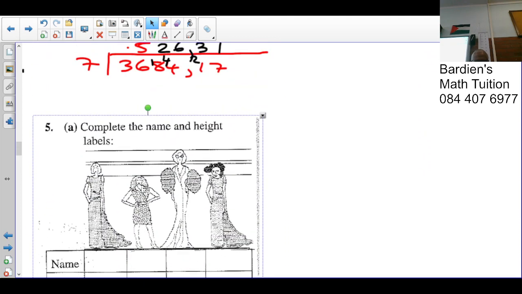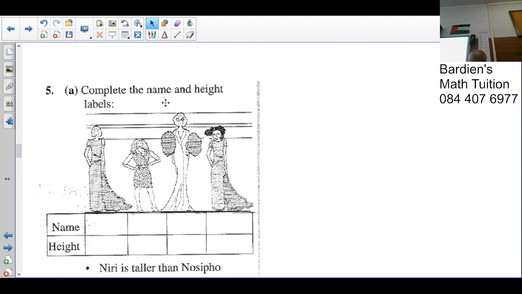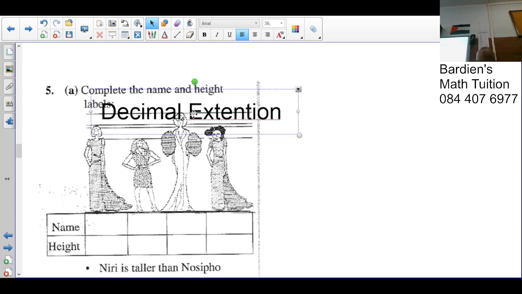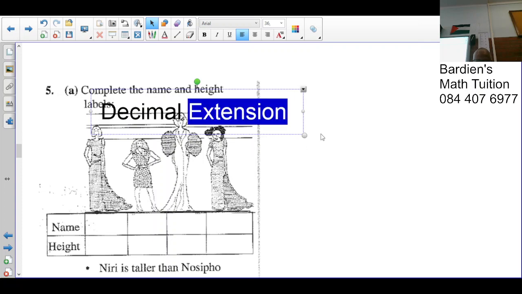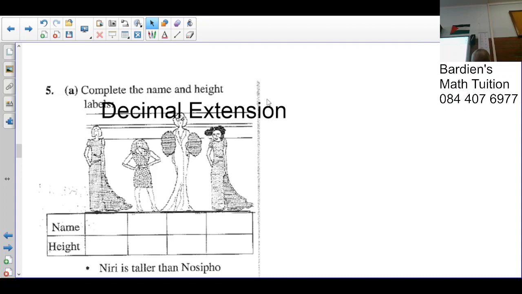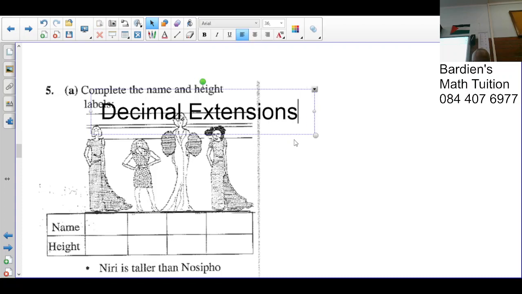Okay, so this is from your decimal extension. Extensions. Alright, and it's on page 70. Okay.